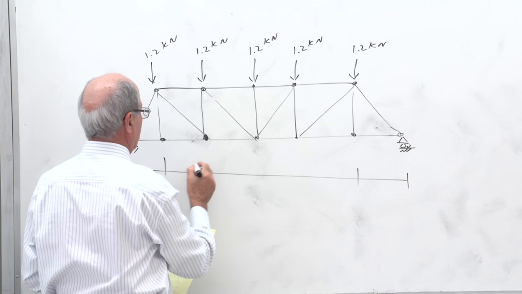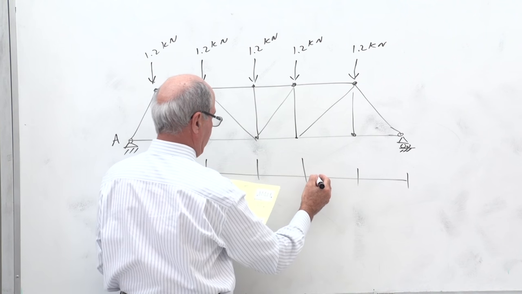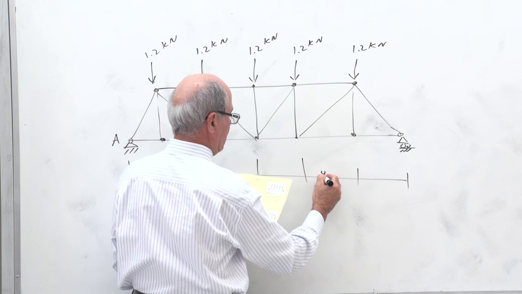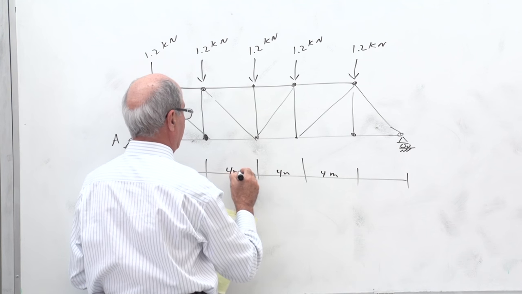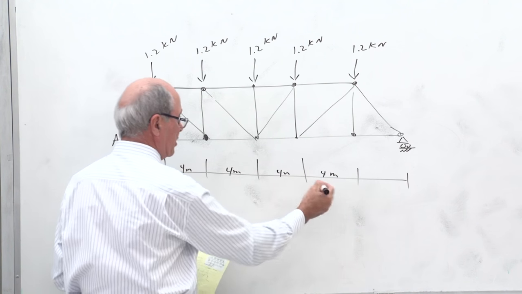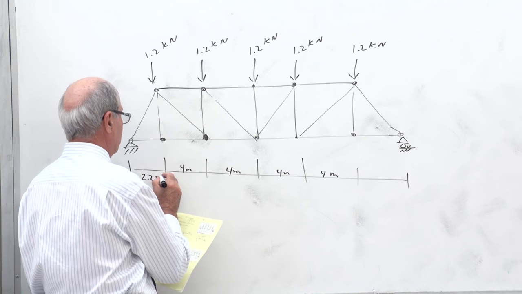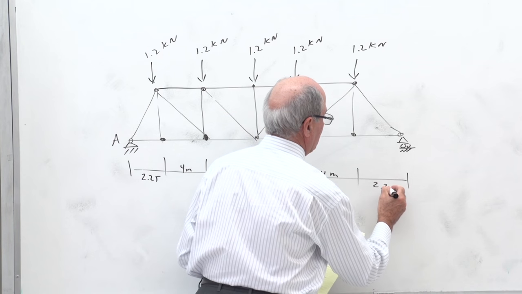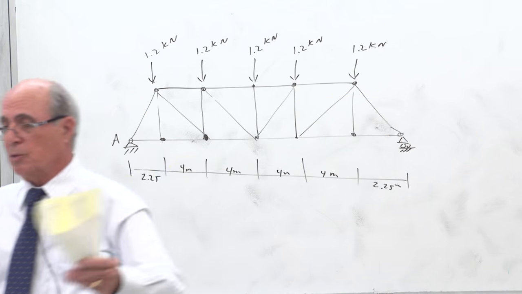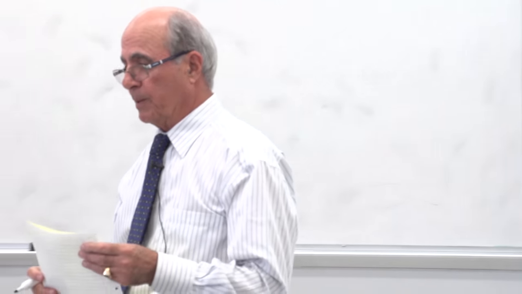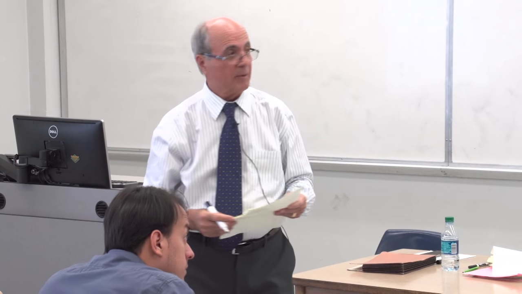And the distances are 1, 2, 4 meters each here, which makes it 16 meters and 2.25 meters. As you see, it's very long, so if you have a very large auditorium or a sport arena, you want to put something like that on top of that.